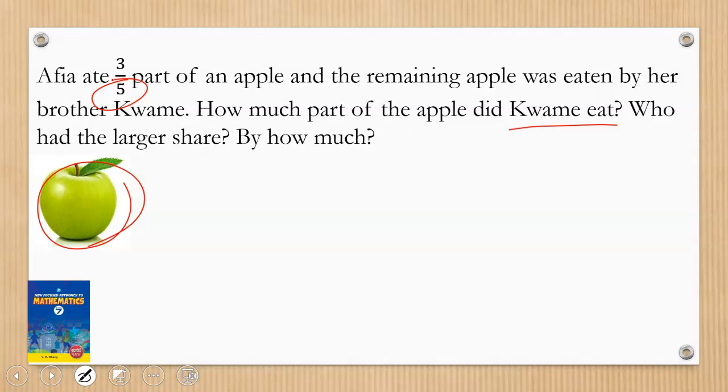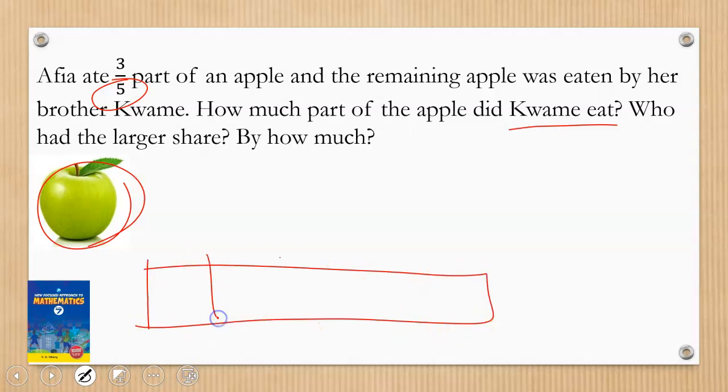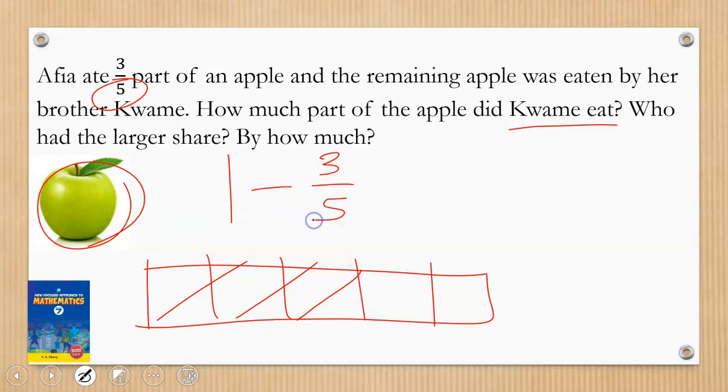All right, so if this is the whole apple and it has been divided into 5, and she ate 3/5, what will be the remaining? Because the whole thing has been divided into 5, and if she has eaten 3/5, that means the remaining 2/5 is eaten by the brother. So we can do that by saying 1 minus 3/5. And if you do the subtraction, you get 2/5. Is that right? Good. So it means the brother ate 2/5.